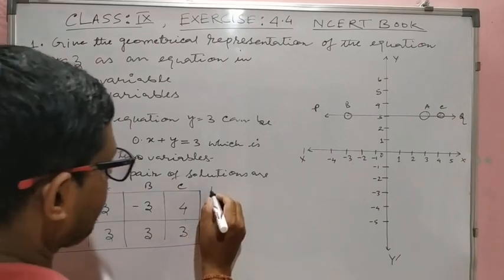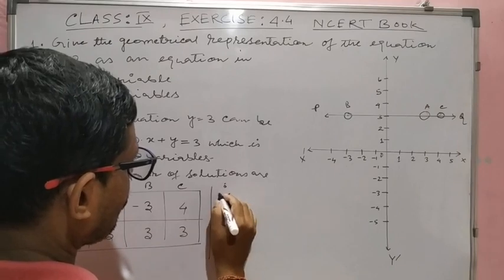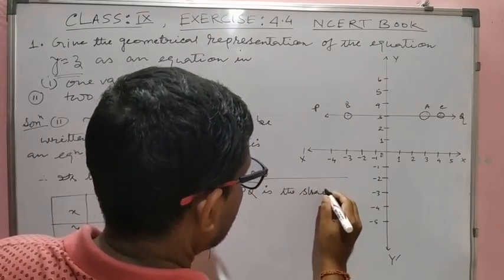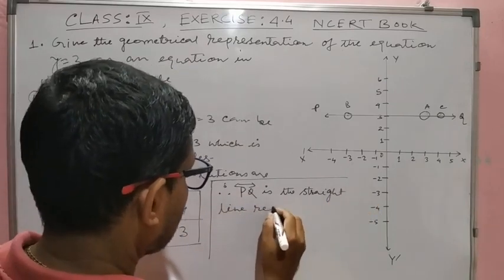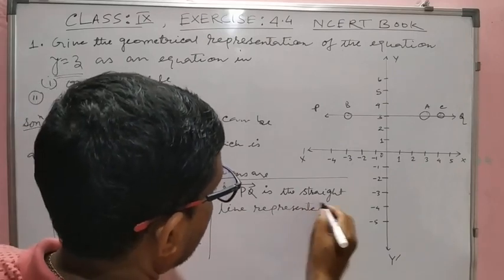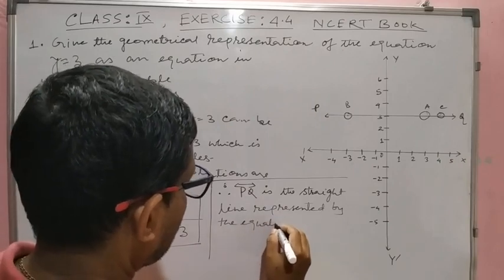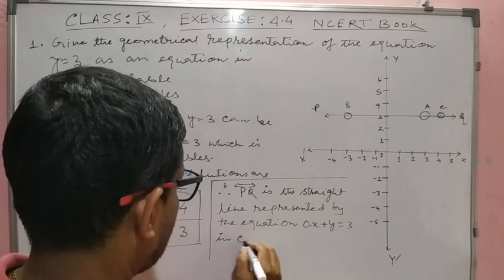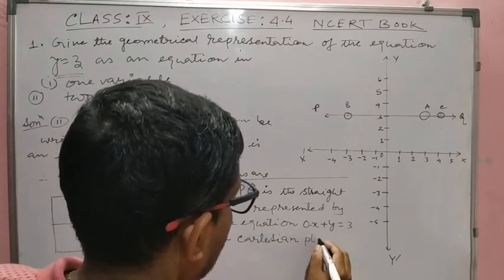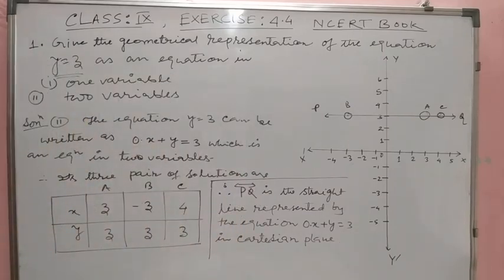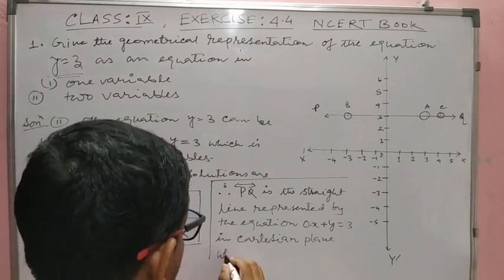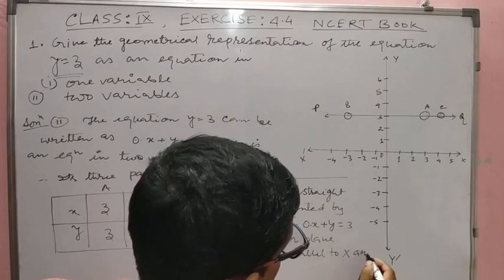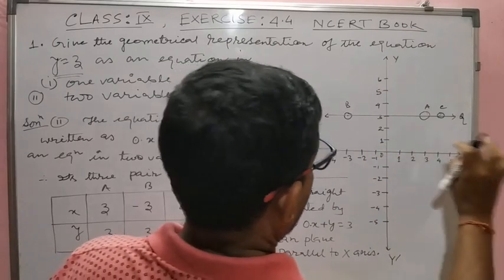So therefore we can write here, therefore PQ is the straight line represented by the equation 0 into x plus y equal to 3 in Cartesian plane, which is parallel to x-axis, and this line is parallel to x-axis.